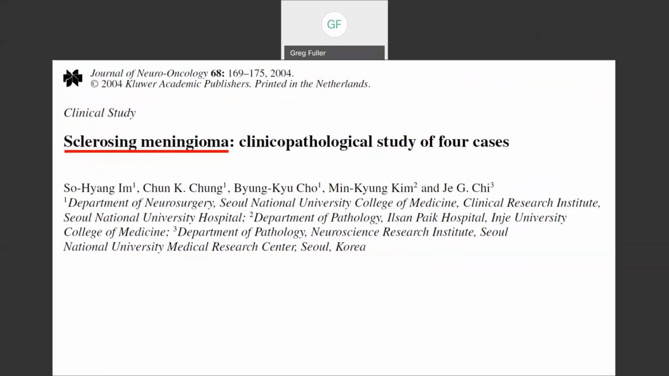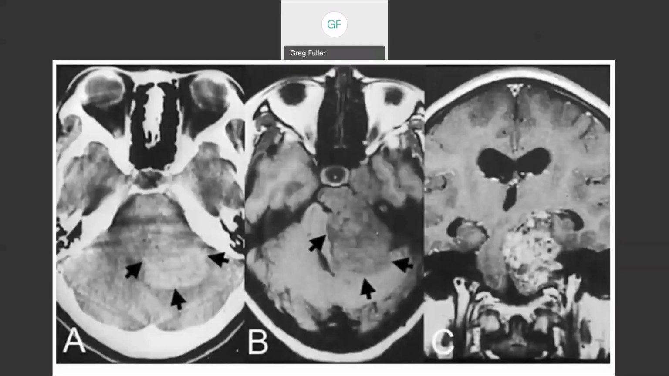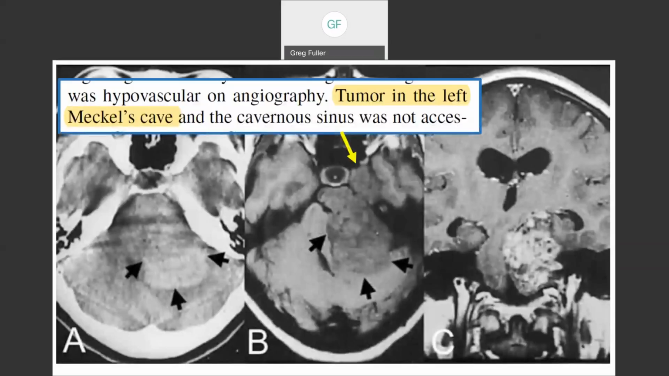Sclerosing meningioma, all right? And this was a study of 4 cases. Look at these axials, 2 axials and a coronal. Look where it is. It's in the cerebellopontine angle. And what's it doing? Look at the middle panel. What is it doing? From the key, tumor in the left Meckel's cave. Yes, they absolutely do that.